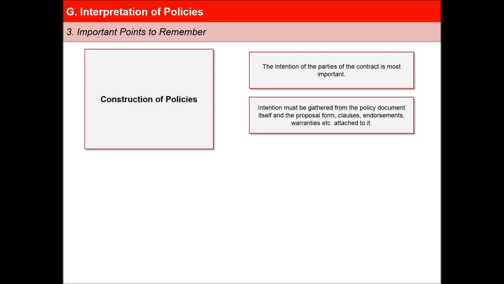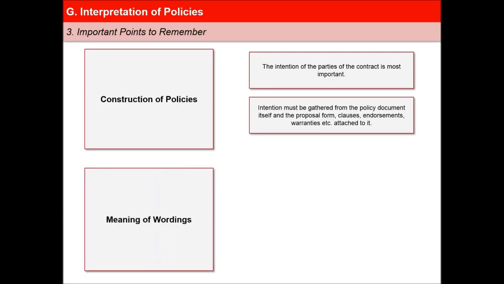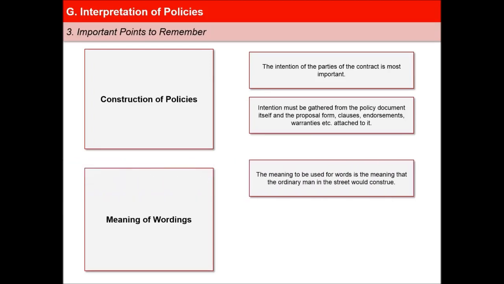Next, we will learn about the meaning of wordings. The meaning to be used for words is the meaning that the ordinary man in the street would construe. On the other hand, words that have a common business or trade meaning will be construed with that meaning unless the context of the sentence indicates otherwise.